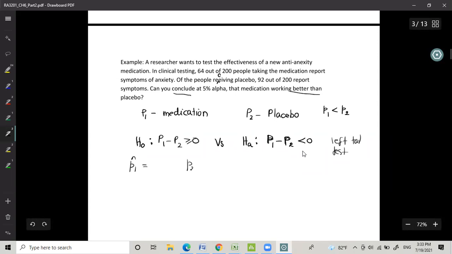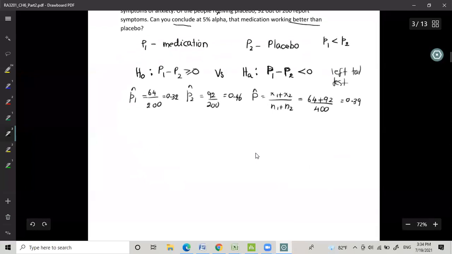Find P1 hat, find P2 hat, and also the pooled estimate. Okay, so let's do it together. P1 hat, this will be 64 out of 200. So you'll find it is 0.32. P2 hat is 92 out of 200. Proportion is 0.46. So the pooled estimate will be 64 plus 92 over 400, which is 0.39. Right, so let's write the test statistic.